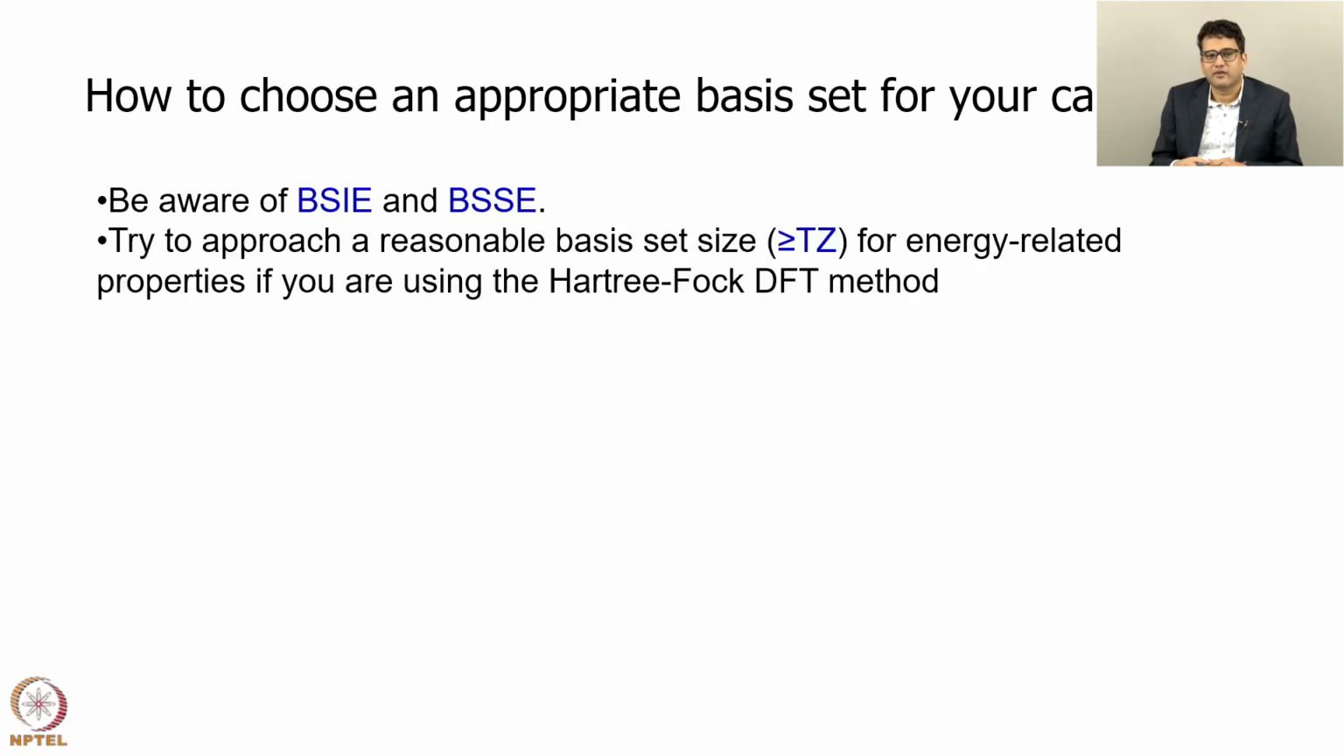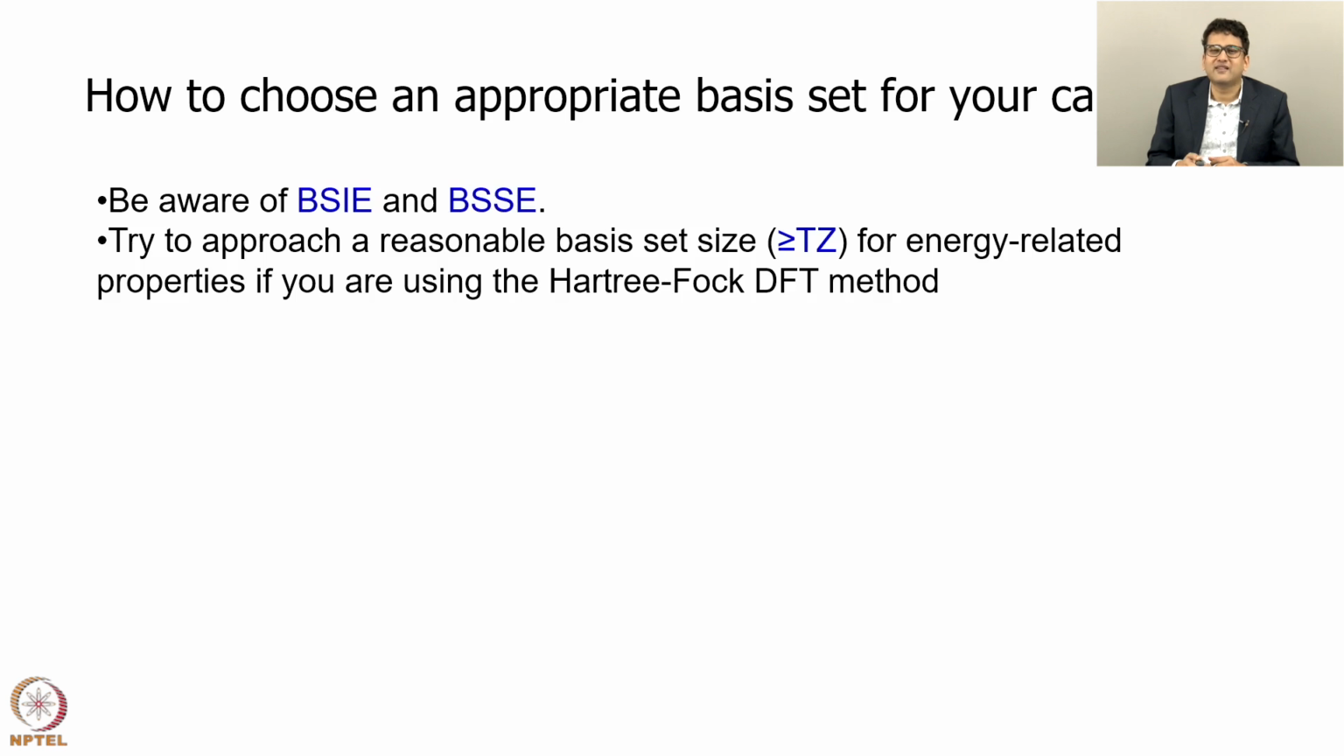The second thing is that you should try to use a reasonable basis set, at least triple zeta quality for energy related properties if you are using Hartree-Fock or a DFT method, triple zeta or higher. Hartree-Fock and DFT methods generally converge more quickly with respect to the basis set than the so called electron correlation methods like MP2, coupled cluster, CI or CAS-SCF. If you are using any of these methods, MP2, coupled cluster or CAS-SCF, you have to at least use a quadruple zeta quality basis set or somehow go to the complete basis set limit by doing extrapolation.